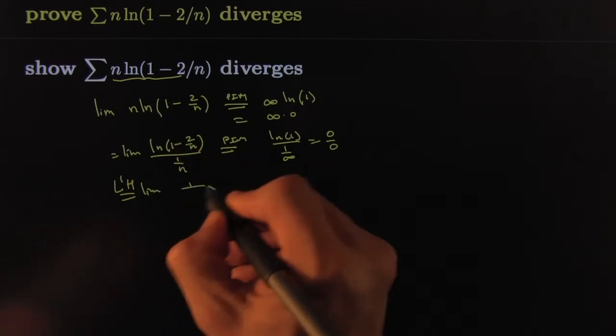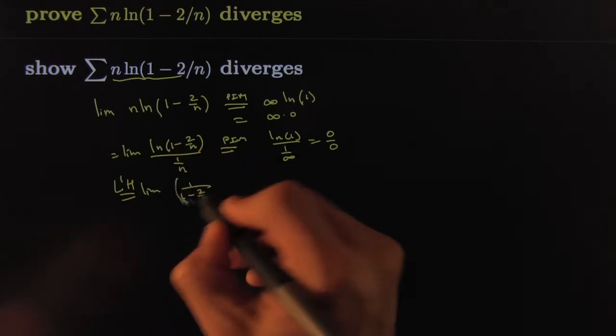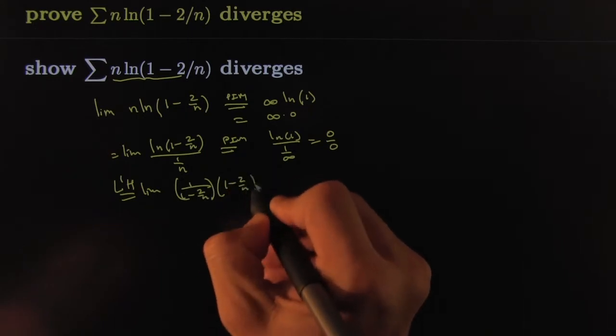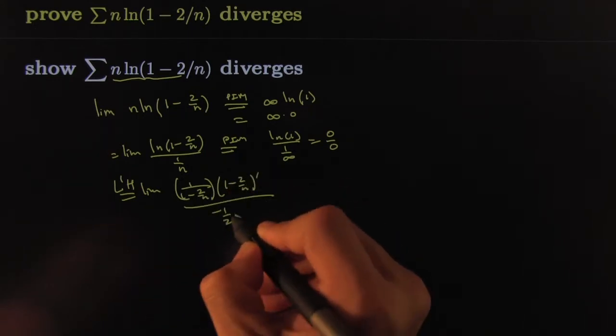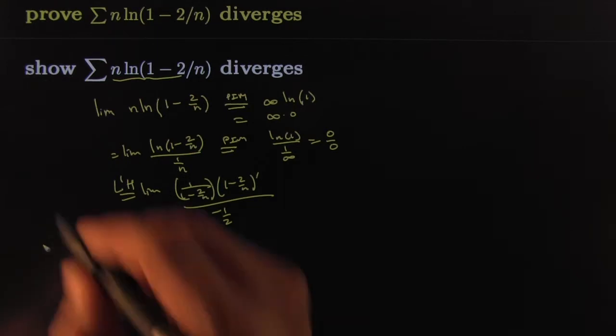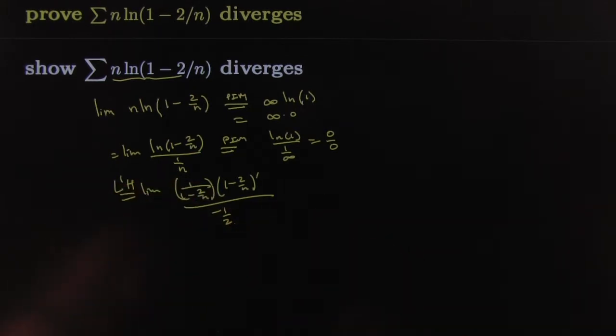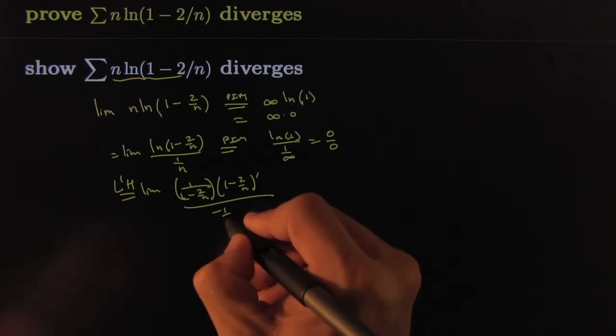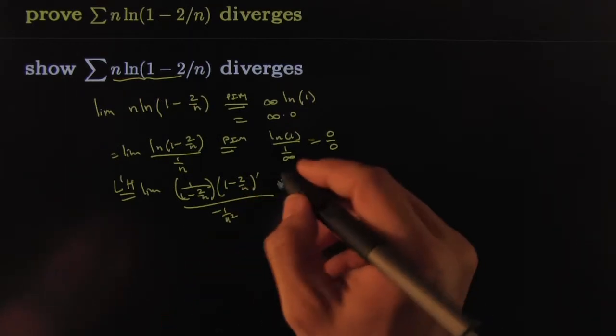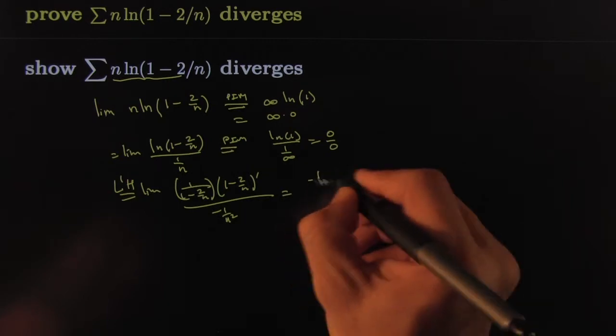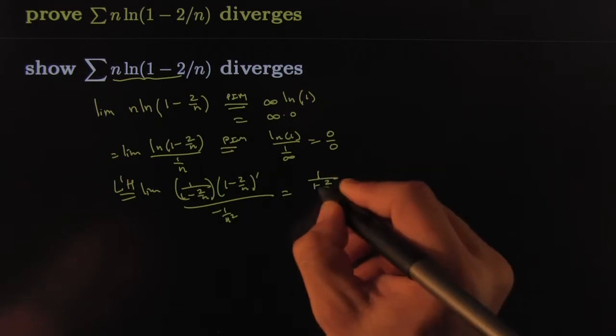So L'Hopital would be 1 over 1 minus 2 over n, times the derivative of 1 minus 2 over n, all over negative 1 over n squared. And let's clean it up a little bit: 1 over 1 minus 2 over n.